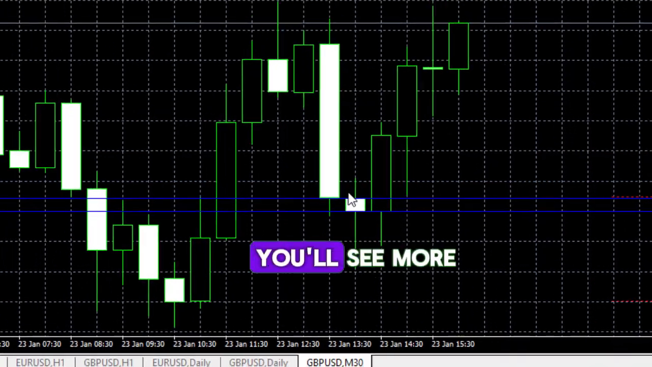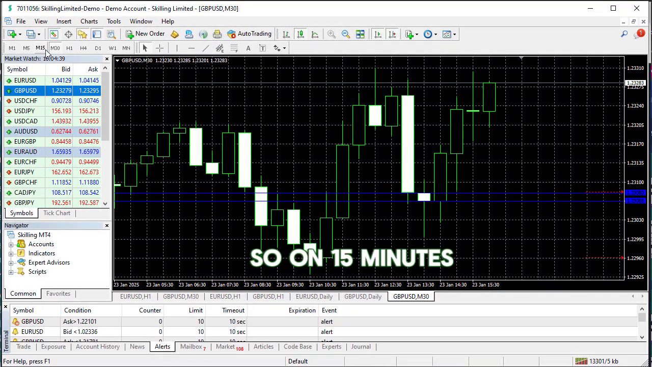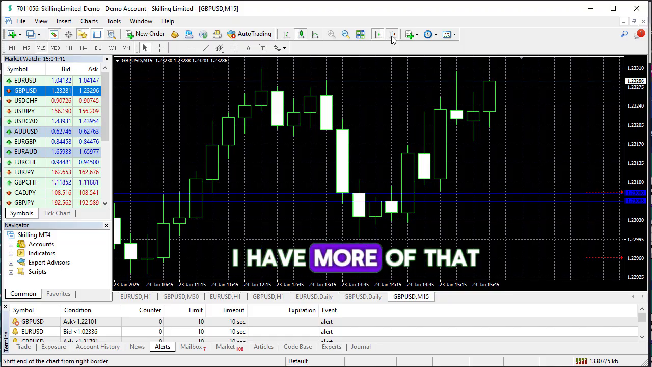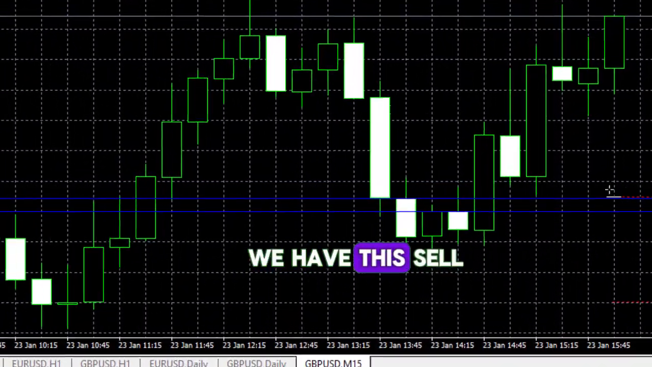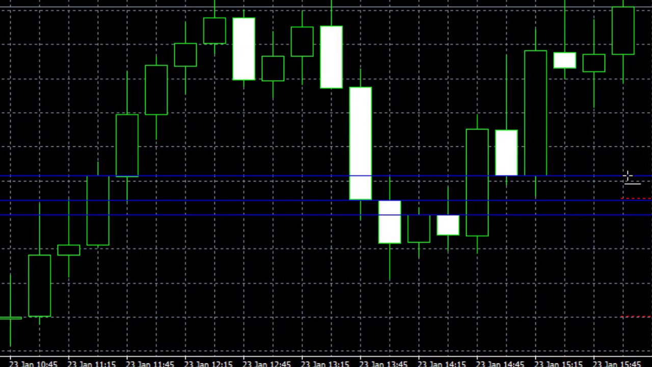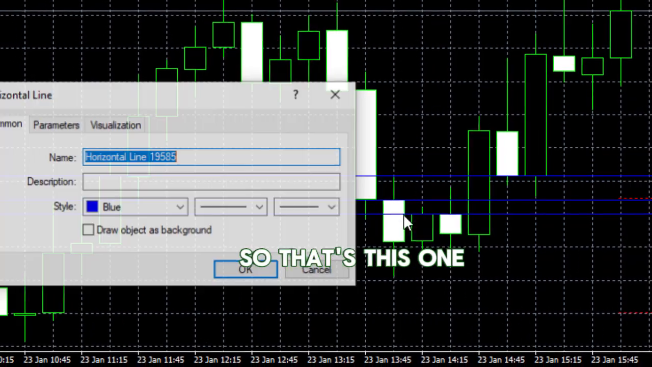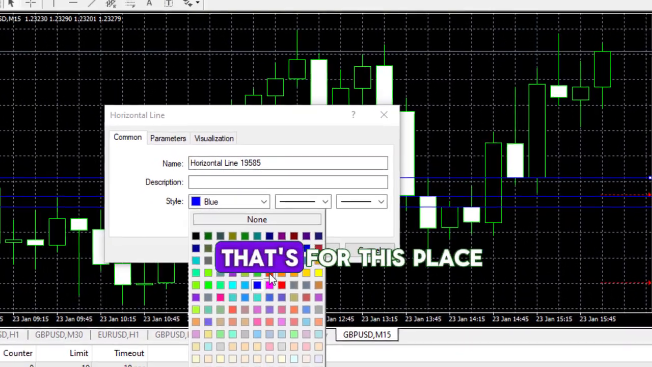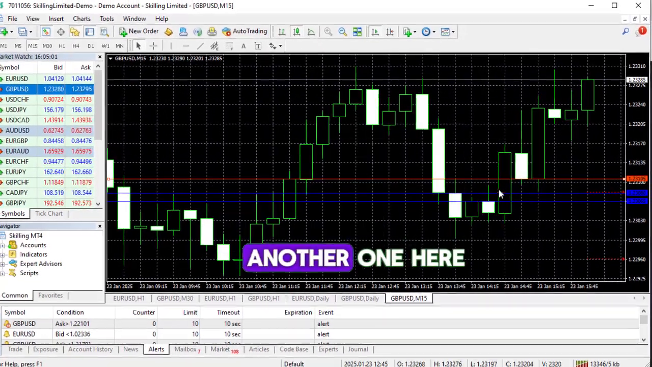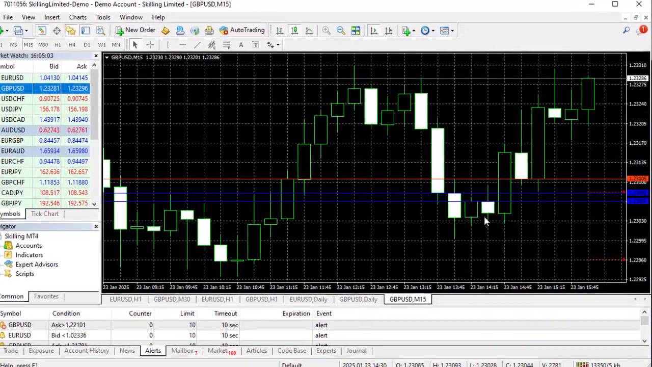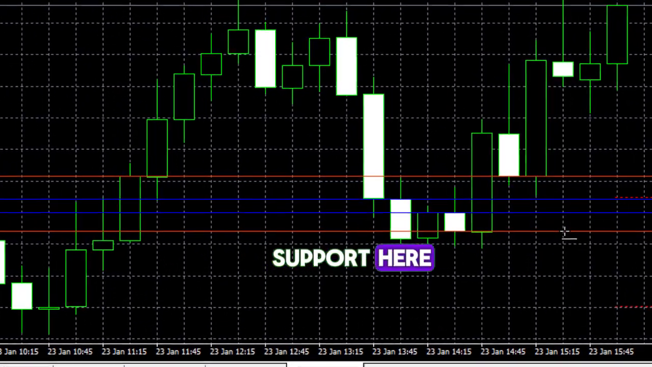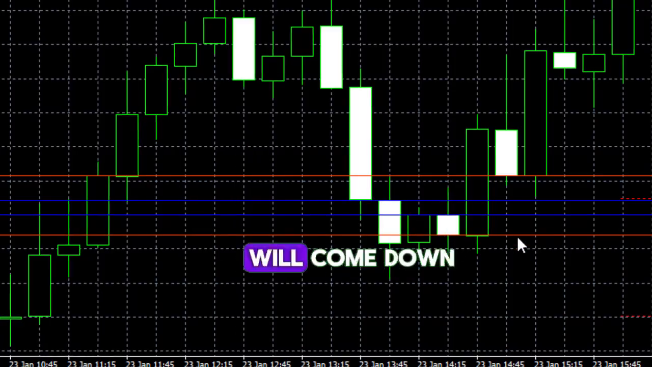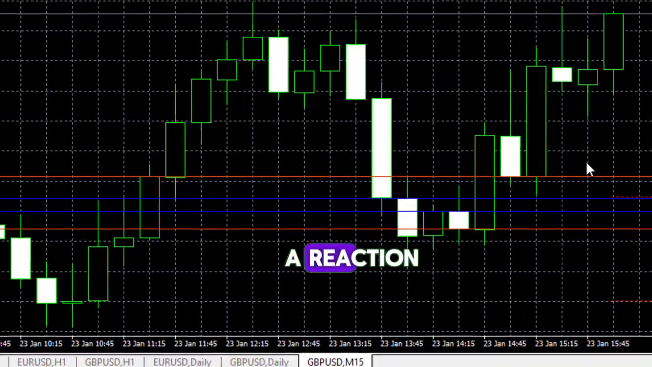But if I go to 15 minutes, you'll see more. So in 15 minutes, you can see that I have more of that. So I can put one support here. We have this sell, we have this buy, so I can put a line there. For 15 minutes, I usually use the orange red line. So that's this one. So I set that for this place. So there's a support here. There's also another one here. So we have a cluster of supports. Support here, support here. So they can't tell me that the market will come down into this zone and you won't see a reaction at the microscopic level.